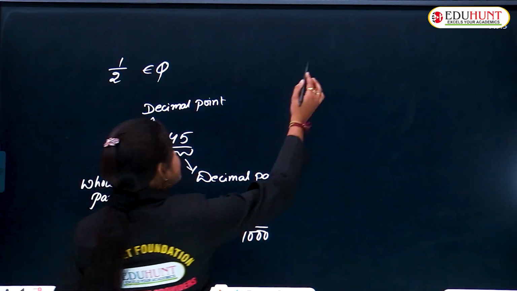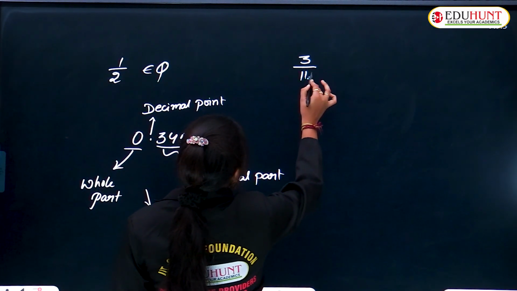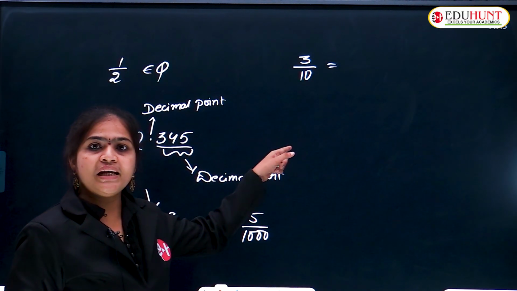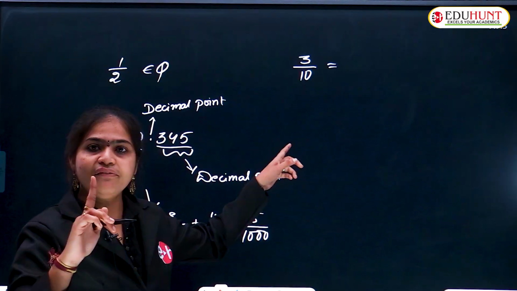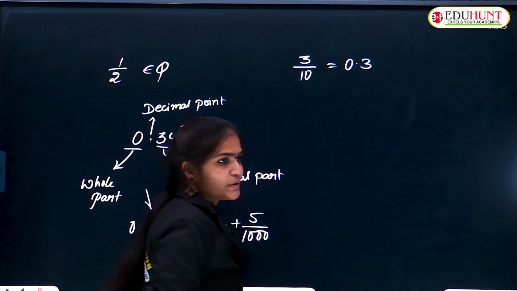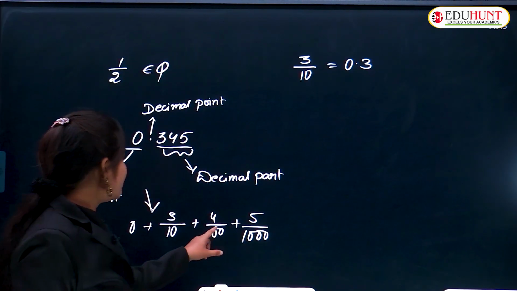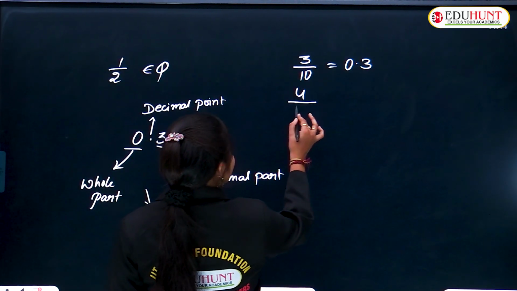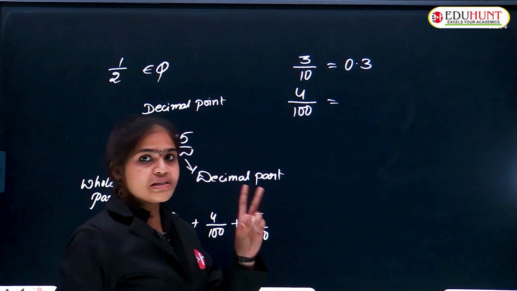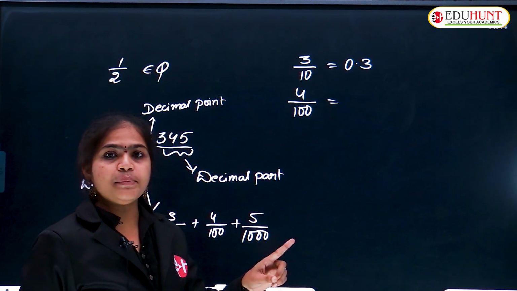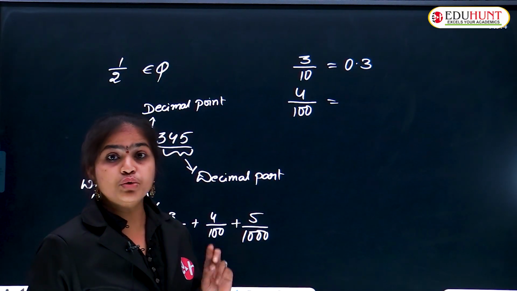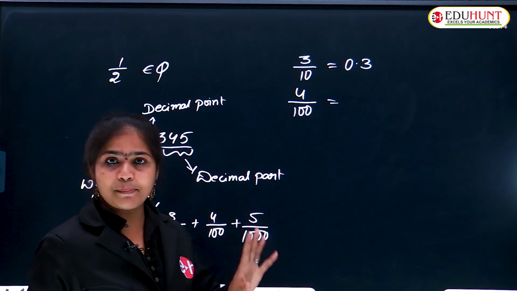Now here see that for example 3 by 10 is there. 3 by 10 how to convert into that decimal form? Here in the denominator how many zeros are there, ma? Only one 0 is there. That's why 0.3 we can write this one. Okay. And come to this one. 4 by 100 is there. How many zeros are there? 2 zeros are there, which means after the decimal point there must be 2 digits in the decimal part.